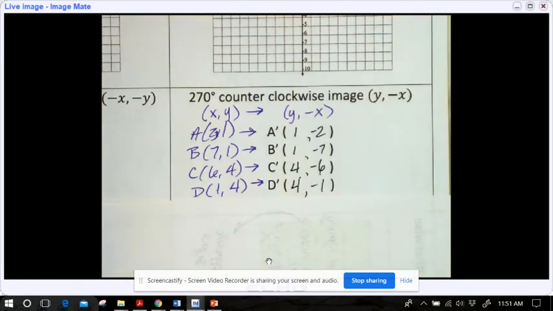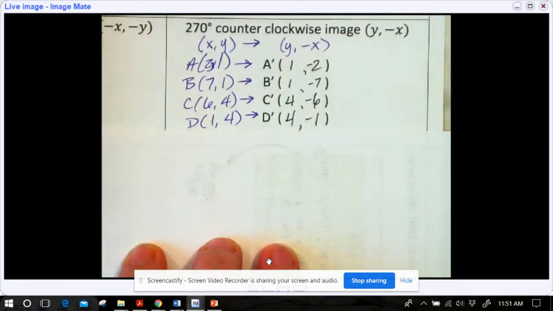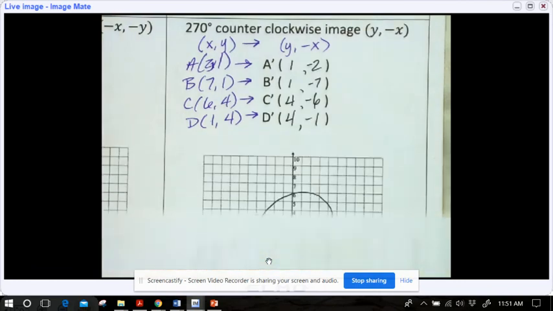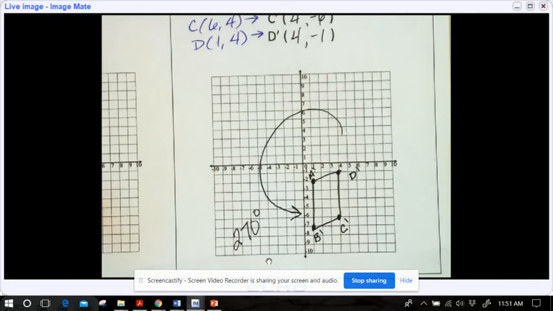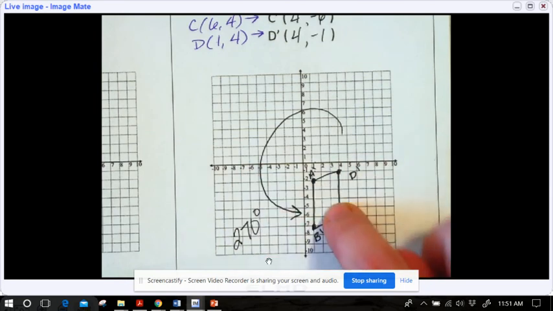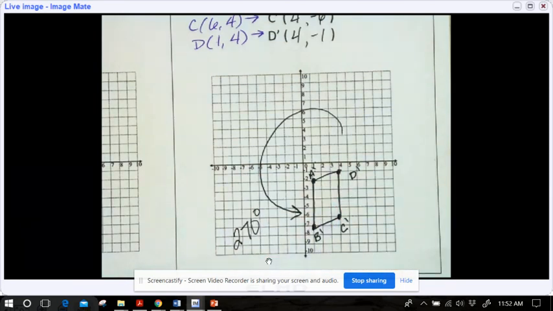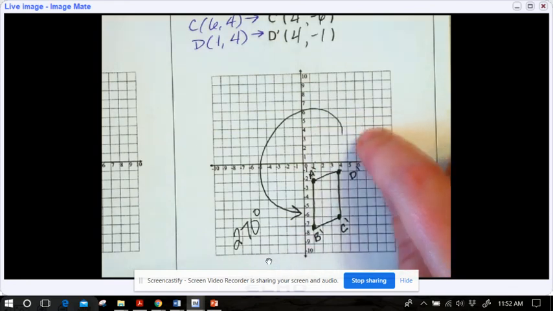If you'd like, go ahead and pause your video and see if you can plot these points accurately and label them. Now that you have plotted and labeled your points, let's take a look at what it should look like. This pre-image started here and went all the way around 270 degrees, and this is now my image. The A value is still the closest to the origin because it is spinning. And if I were to rotate this one more time, 90 degrees, it would put it right back in its original location. 360 is a complete circle.